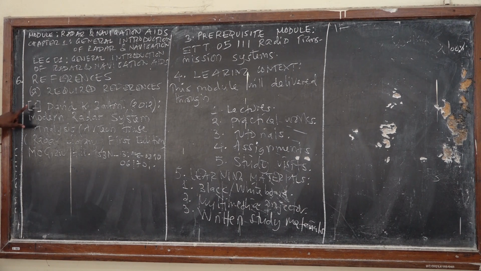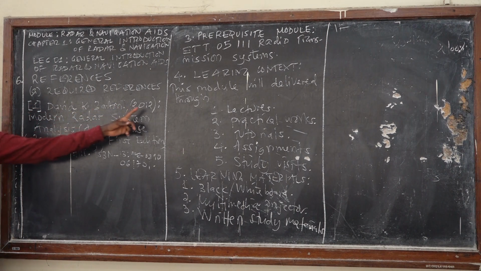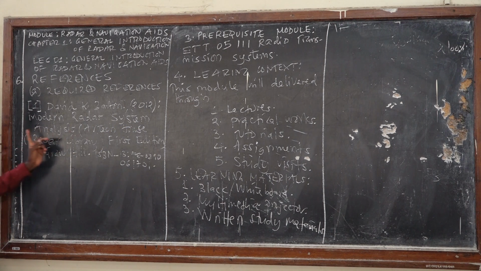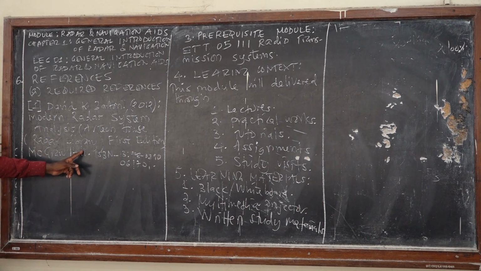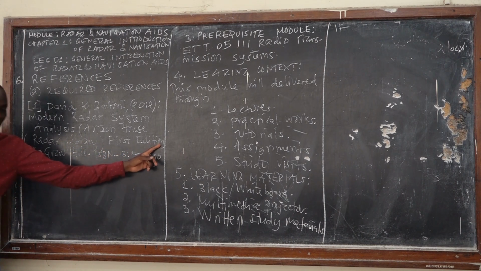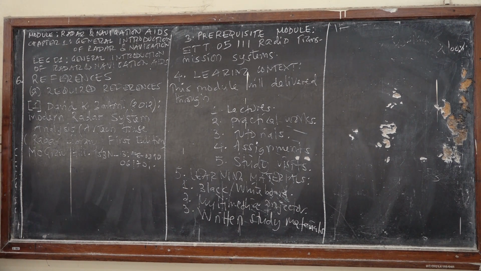So let us read together. What is this? This is a reference number. This one is the name of the author. Then the year of publication. This is the name of the book. This is the publisher. Then the number of edition. Then the ISBN number. So let us keep in our mind one, two, three.